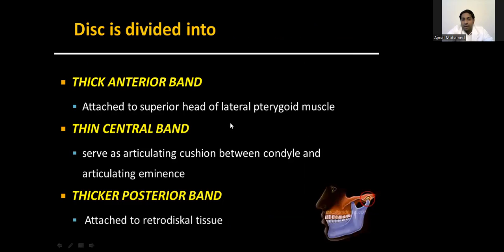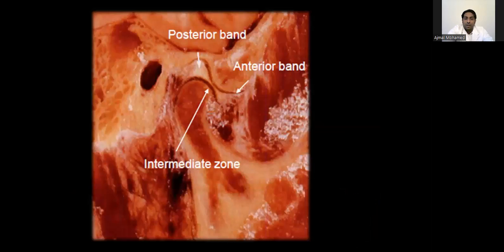The thick anterior band is attached to the lateral pterygoid. The thicker posterior band is attached to the retrodiscal tissue. The thin central band actually acts as an articular cushion between the condyle and the articulating surfaces. I can show you in the next picture regarding that. So these are the three divisions of the disc: a thick portion, a thicker portion, and a thin portion. The thicker portion will be continuing with the lateral pterygoid.